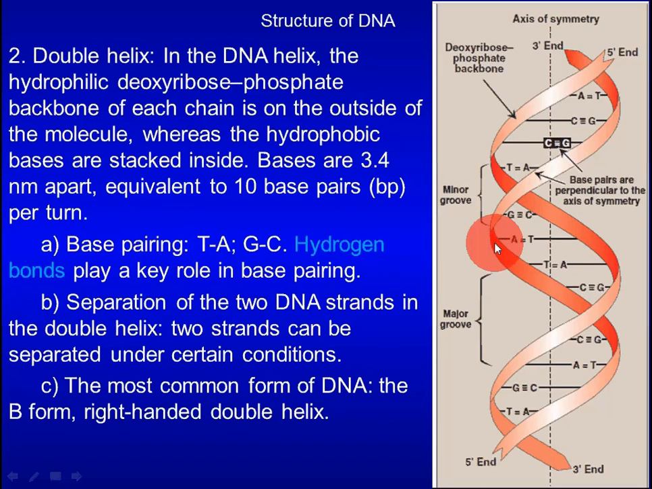In particular, hydrogen bonds play a key role in pairing between bases. T pairs with A, G pairs with C. Under certain conditions, two strands can be separated. The most common form of DNA is the B form, with a right-handed double helix.